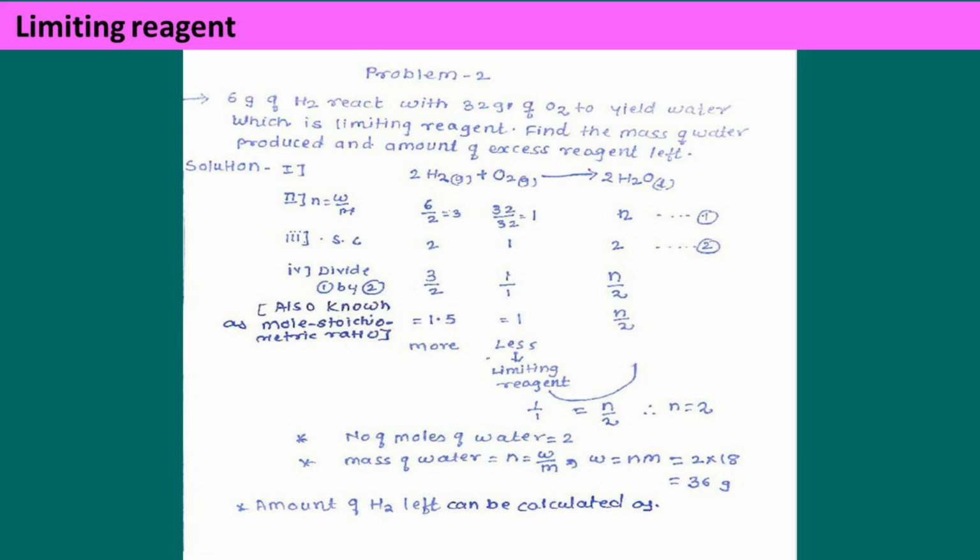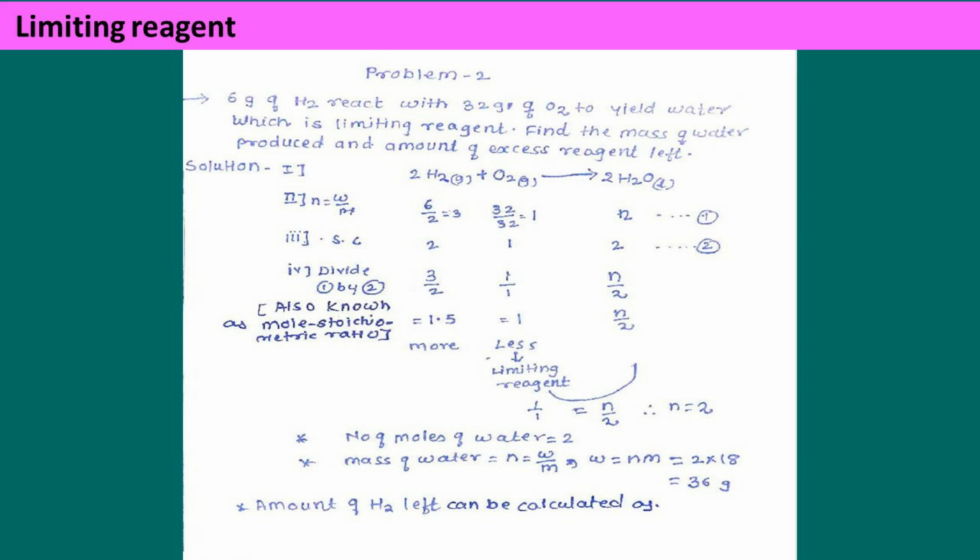Let us calculate the number of moles of the product, that is, the number of moles of water. Which two ratios do we have to take? The ratio of oxygen and the ratio of water. Why do we take the ratio of oxygen and water? Because oxygen is the limiting reagent. The ratio of oxygen is 1 upon 1. The ratio of water is n upon 2. So 1 upon 1 is equal to n upon 2. n is equal to 2. The number of moles of water is 2.